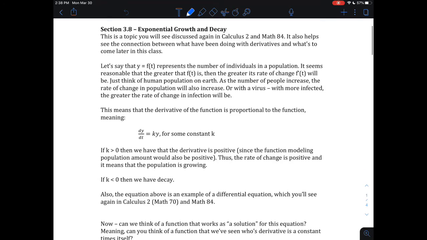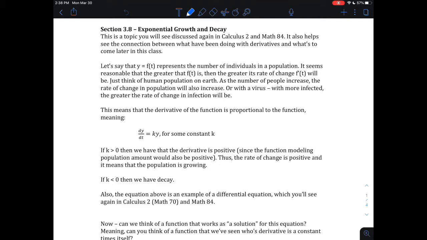Section 3.8, Exponential Growth and Decay. This is a topic that you will see discussed again in Calculus 2 and Math 84. It also helps to see the connection between what we have been doing with derivatives and what's also going to come later in this class.